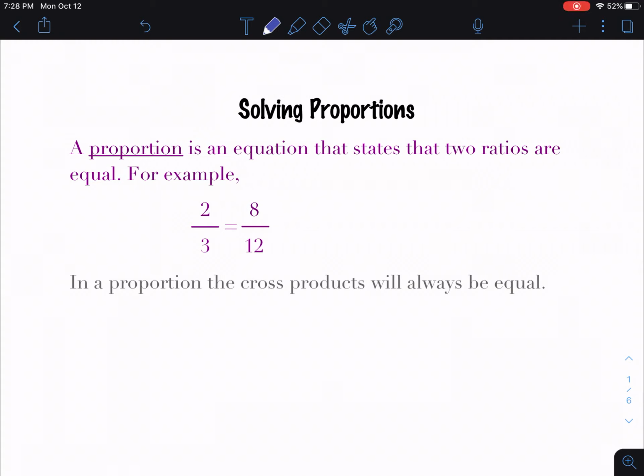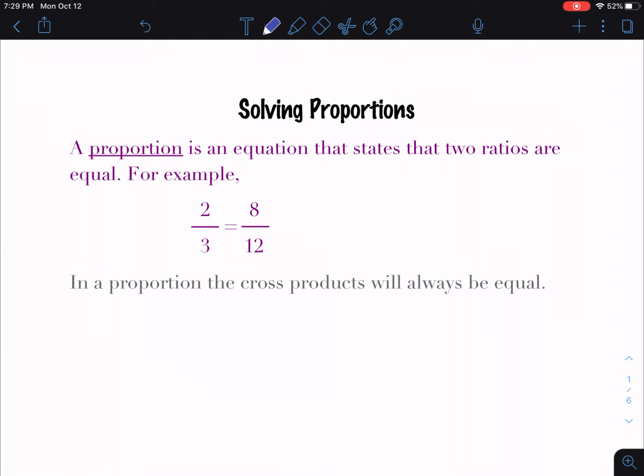In this video, we are going to discuss solving proportions. A proportion is an equation that states that two ratios are equal to each other. For example, 2/3 equals 8/12. These two fractions are equivalent to each other, so their ratios are equal to each other, which creates a proportion when we have one ratio equal to another ratio.